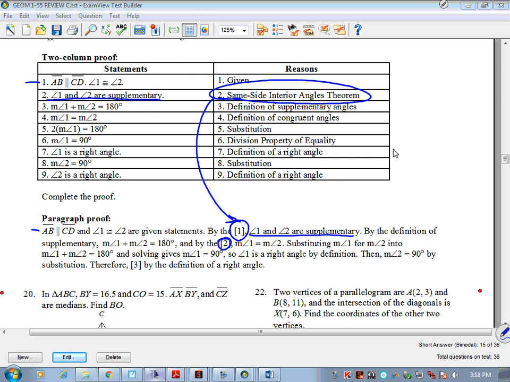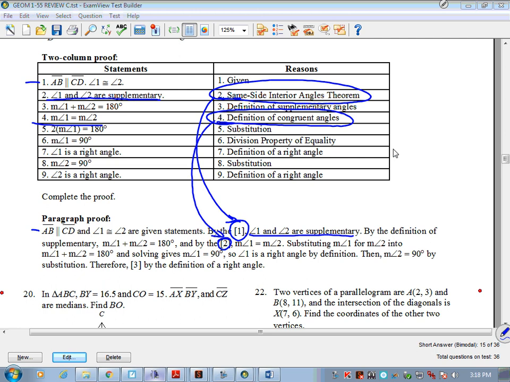Okay, well, notice that they've already included the information from statement 3. So I'm actually looking for the reason for this right here. Well, the reason for that is the definition of congruent angles. Okay, so that's 2.